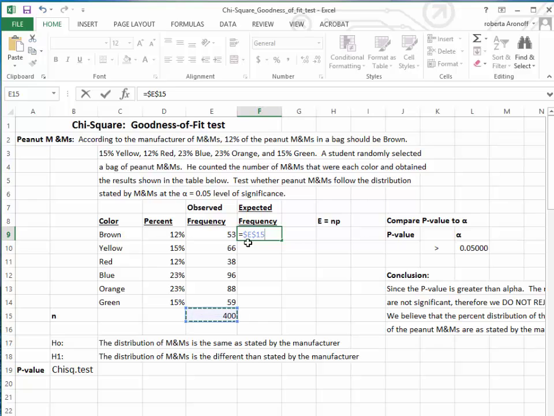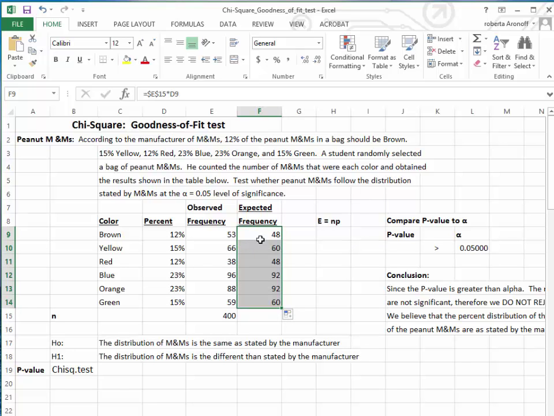Now we multiply that by the percentage that we would have expected to be brown, which is 12%. Notice we expect 48. We copy that formula, so we know the expected number of M&Ms we would have in the 400 M&Ms of each particular color.